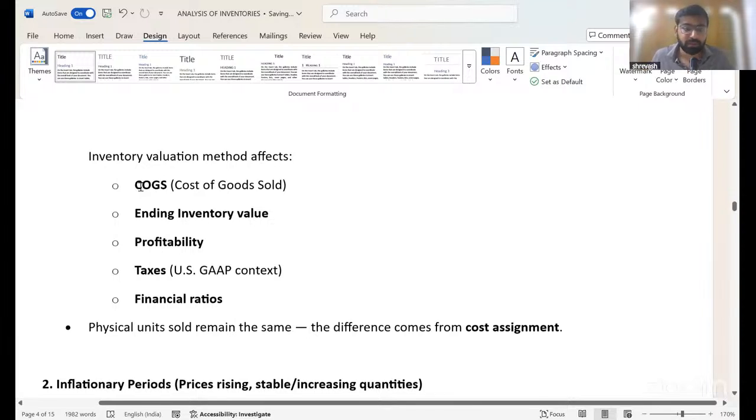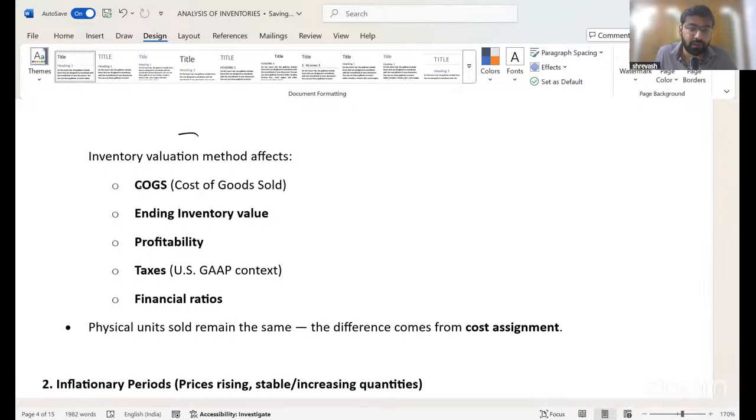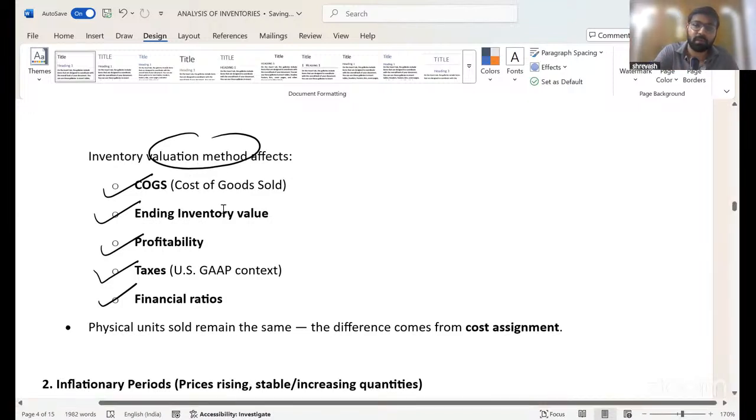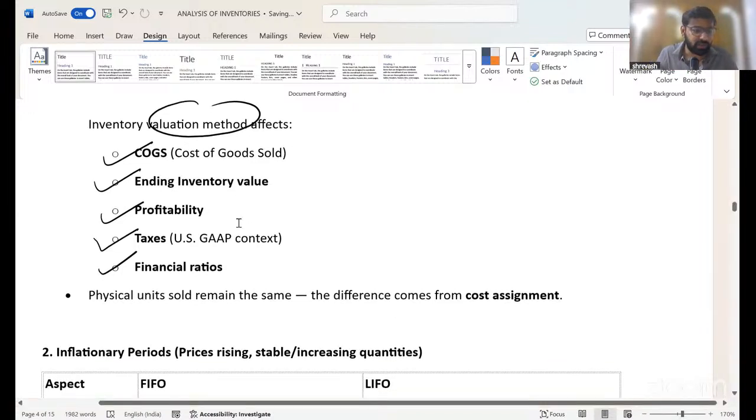And I hope you guys understand the valuation methods of inventory affect your COGS and affect the ending value of the inventory. I hope you understand the profitability, the kind of taxes that you pay, and the financial ratios that I have just explained. That is what it is. Also, I hope you guys understand this.